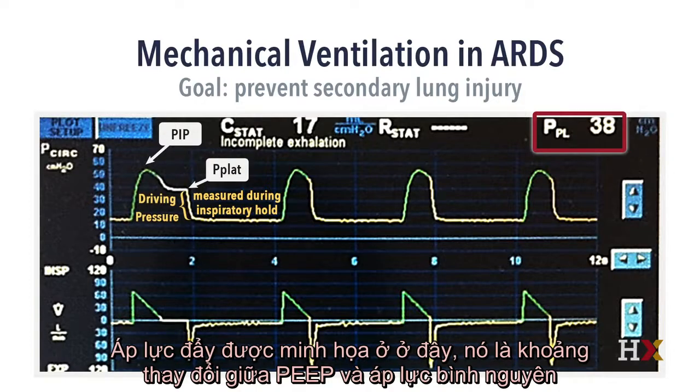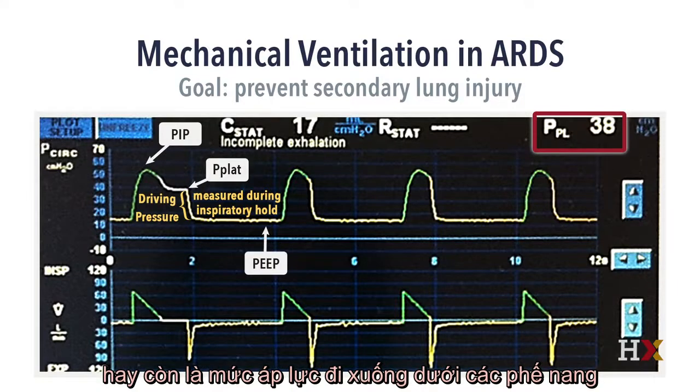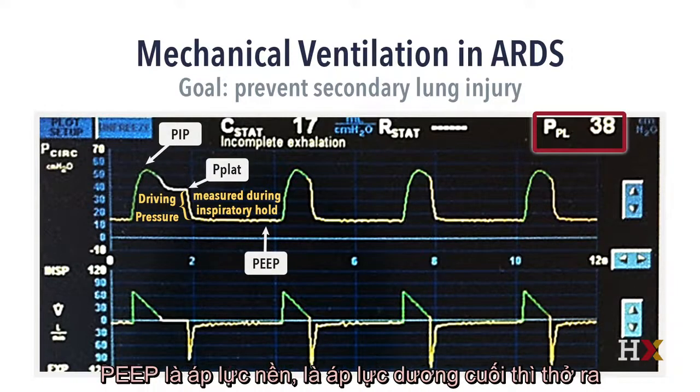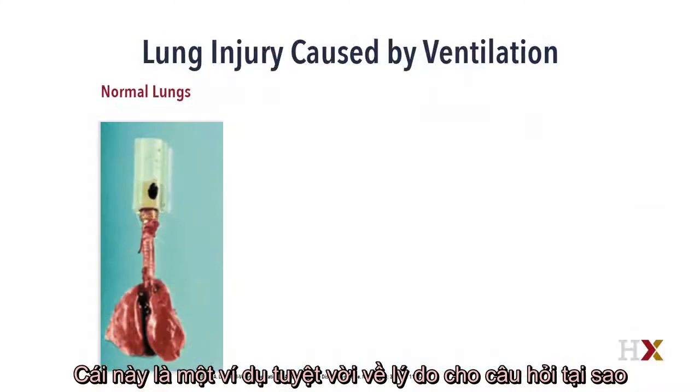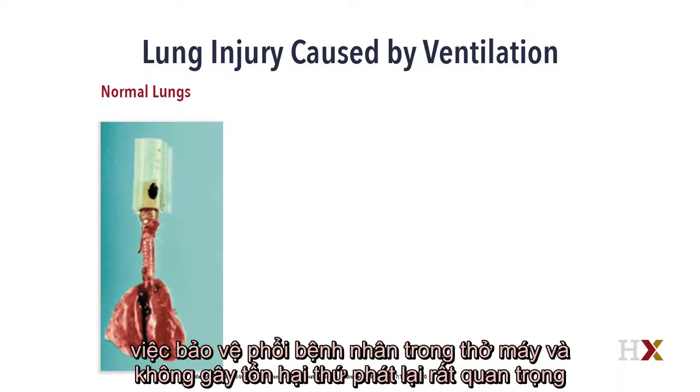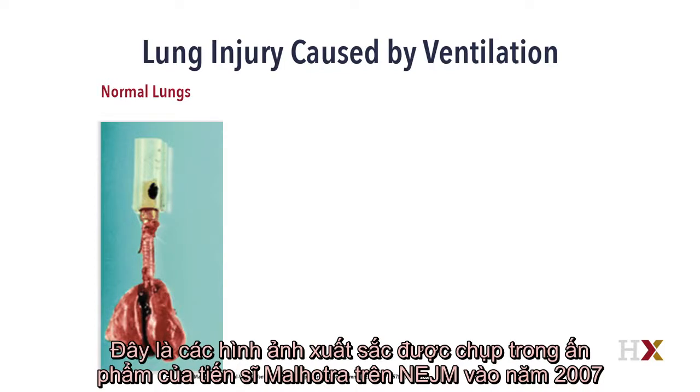The driving pressure is illustrated here as the change between the PEEP and the plateau pressure, or that pressure that's distending the alveoli. The PEEP is the baseline pressure, the positive end expiratory pressure. It's the pressure that keeps the alveoli open and prevents atelectasis. This is a great example of why it's so important to keep the patient on lung protective ventilation and not do secondary harm.